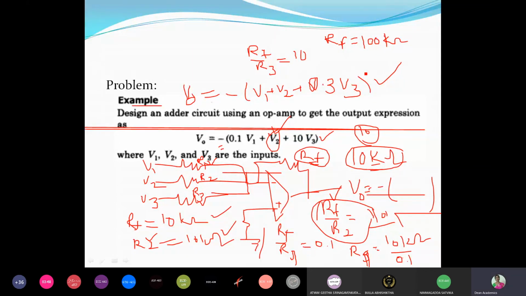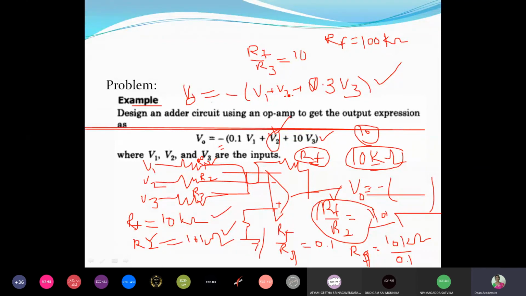What is the value of R1? Are you calculating for R1? 100K, ma'am, same as RF. So you need not calculate R1, because there is no multiplication factor here. When we have this term directly, you can say RF by R1 is equal to 1. That means whatever RF you have, same R1. So R1 equals 100 kilo ohms.